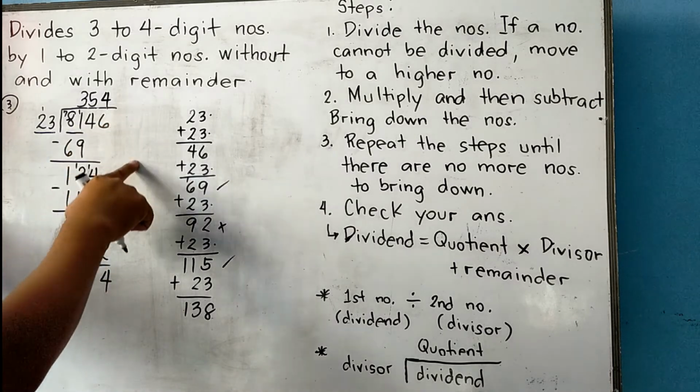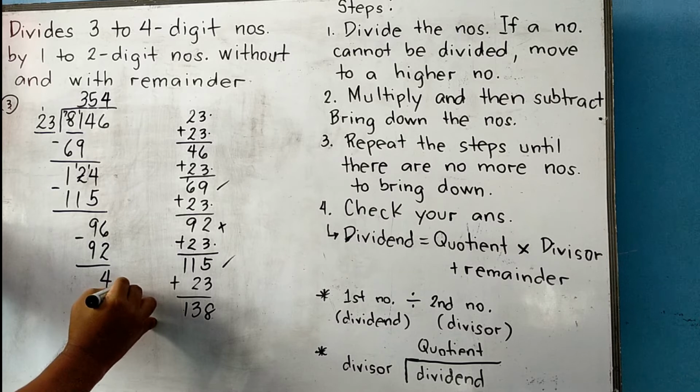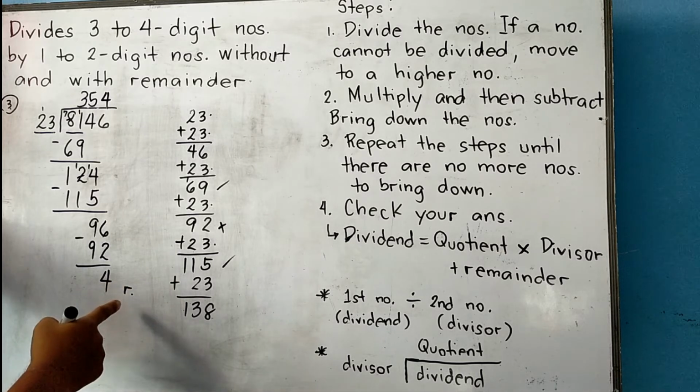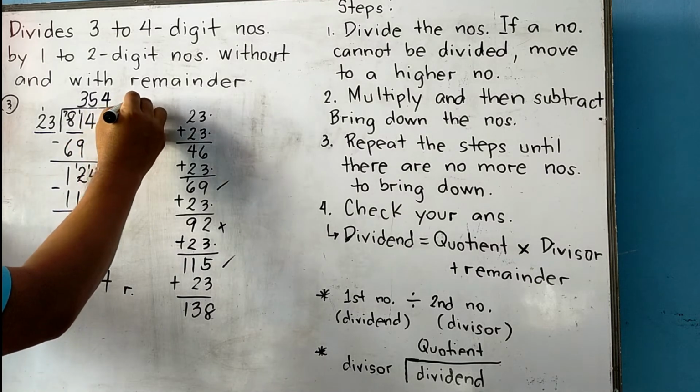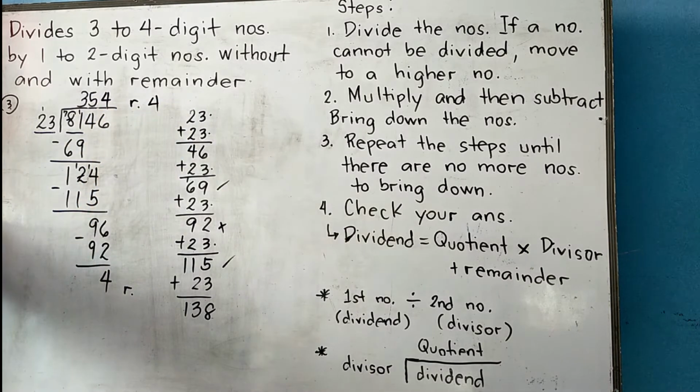There's no number to bring down, so therefore, 4 here is our remainder. So our quotient is 354, remainder 4. Okay? Ayos.